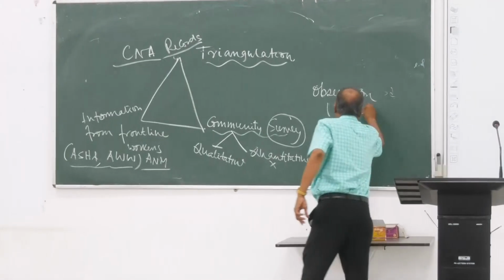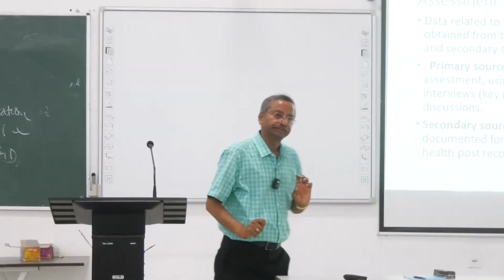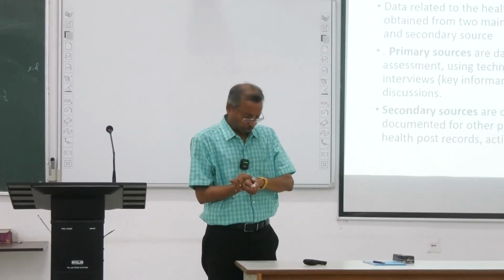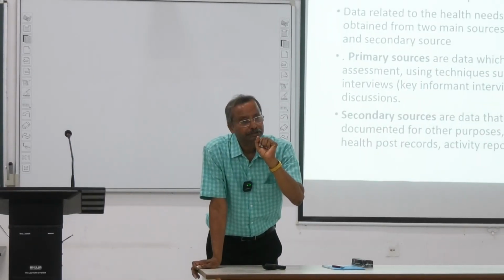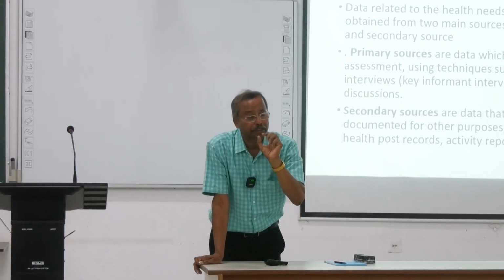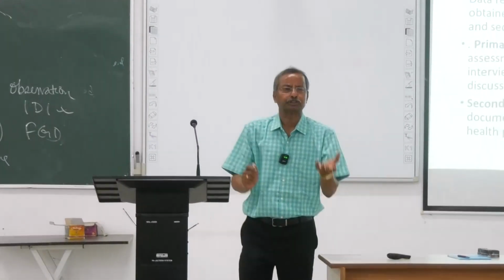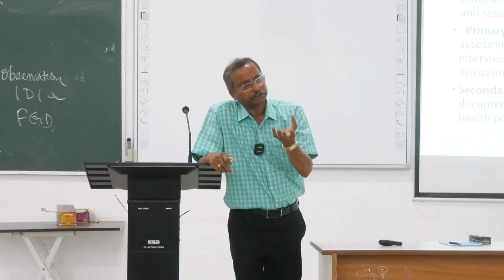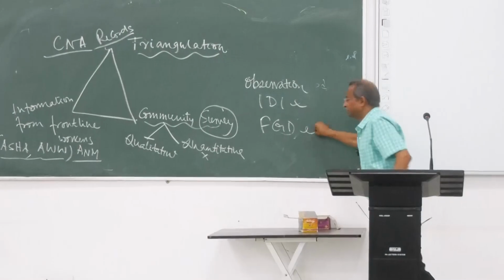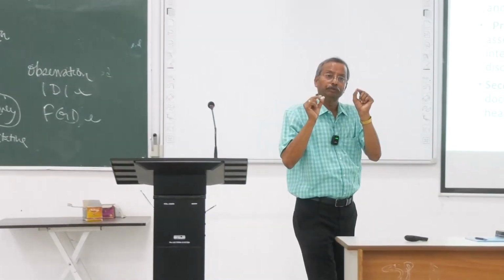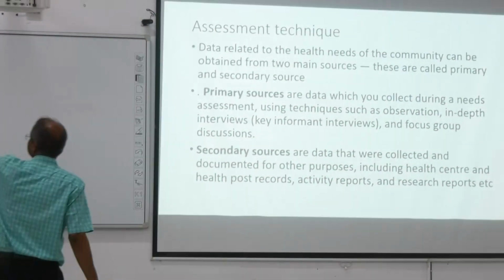The next one is IDI. IDI means in-depth interview. You can choose one or two leaders, key informants, those who have minimum knowledge about health, and interview them. From them you can collect information. What are the prevailing problems? What are the pressing health problems in your community? What are the probable causes? The third is FGD, focus group discussion.